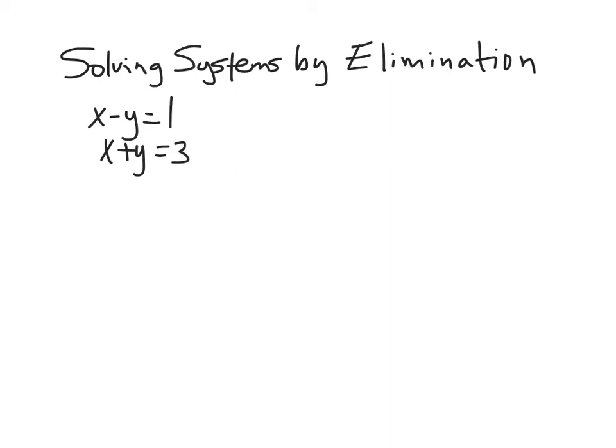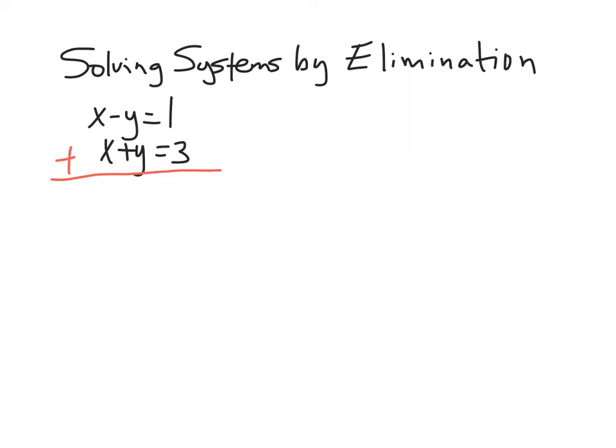If you look at this example, you'll notice that I have a negative y and a positive y. That's a negative 1 and a positive 1. So when I add these together, those variables should cancel out. That's what I'm going to do. I'm going to add my two equations. I'm adding the x's, adding the y's, and adding the constant terms. The constant terms are the plain numbers.